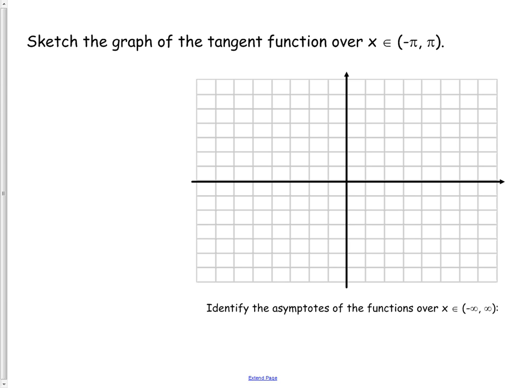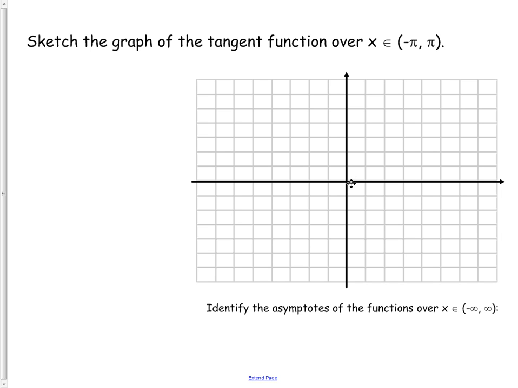So let's talk about sketching the graph of our tangent function over the interval from negative pi to positive pi. Now, why did I choose those? Well, if you think about it, when we've been graphing our secant, cosecant, sine, and cosine functions, we've been going from 0 to 2 pi as just a standard basic unit. But tangent's a little weird in this way.